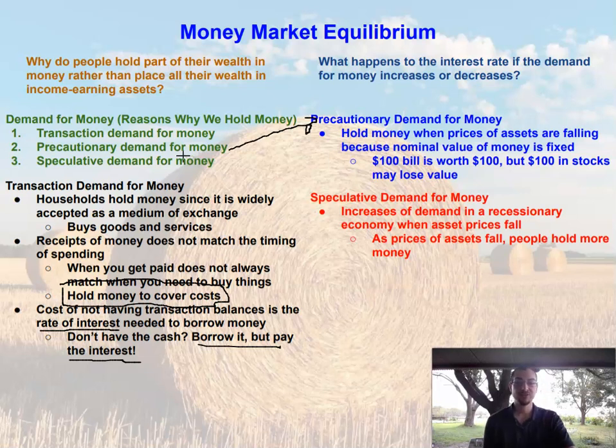So the second aspect of the demand for money, the precautionary demand for money, is to hold money as cash because the nominal value is fixed. But if we invested in an asset, the asset may lose value.